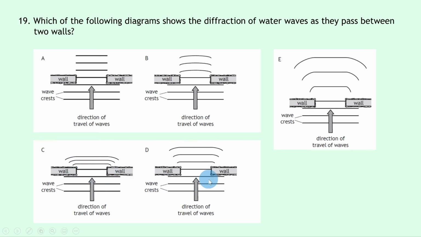For D, we've got the same spacing, and for E, we don't have the same spacing because the spacing gets bigger between the wavefronts there. So straight away we can eliminate C and E here.